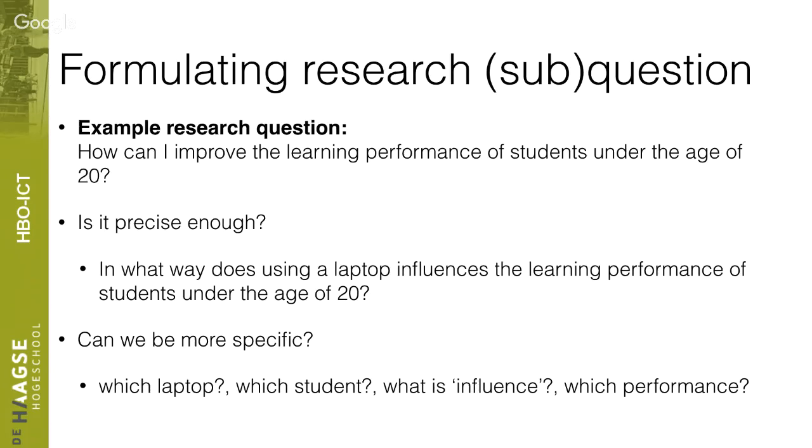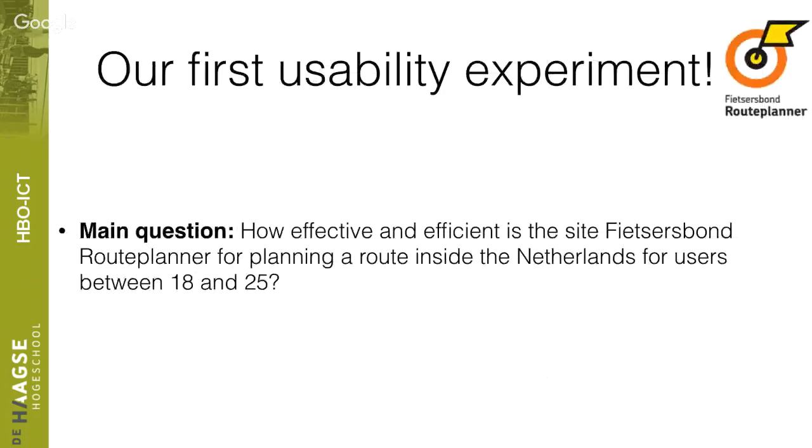For today's experiment, so the experiment that you are going to conduct, we are going to try to answer this question. So, how effective and efficient is the site Fietsersbond Route Planner for planning a route inside the Netherlands for users between 18 and 25? Is there anybody here not within this 18 to 25 age group? Okay, so you will not be taking part of the experiment. One of your groupmates will take part, and you will be observing or running the experiment.